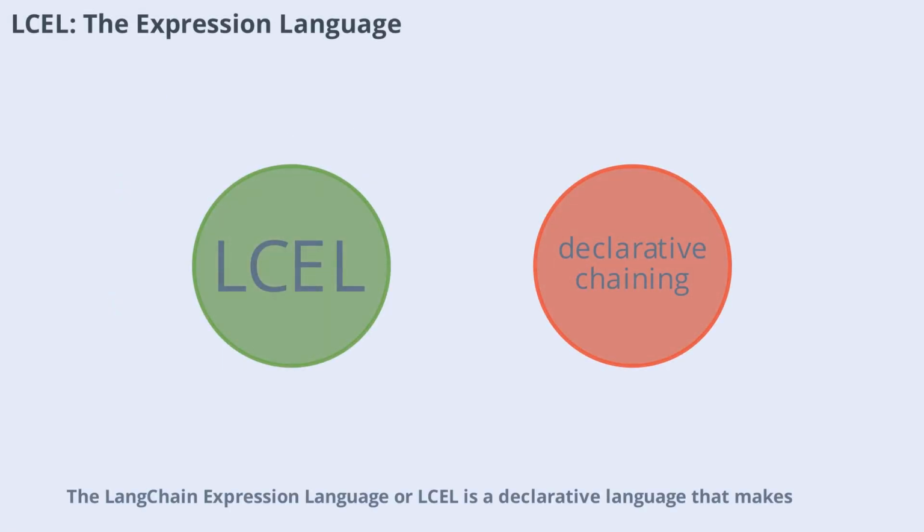LangChain Expression Language, or LCEL, is a declarative language that makes it easy to chain LangChain components together. By using the familiar Unix pipe operator, you can seamlessly pass outputs from one component as inputs to the next. LCEL supports streaming, asynchronous operations, parallel execution, and automated fallback configurations, making it production-ready for complex workflows.